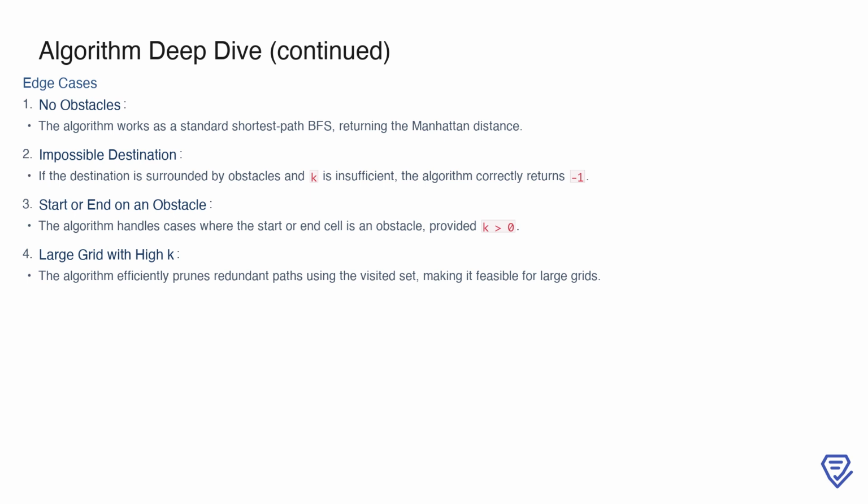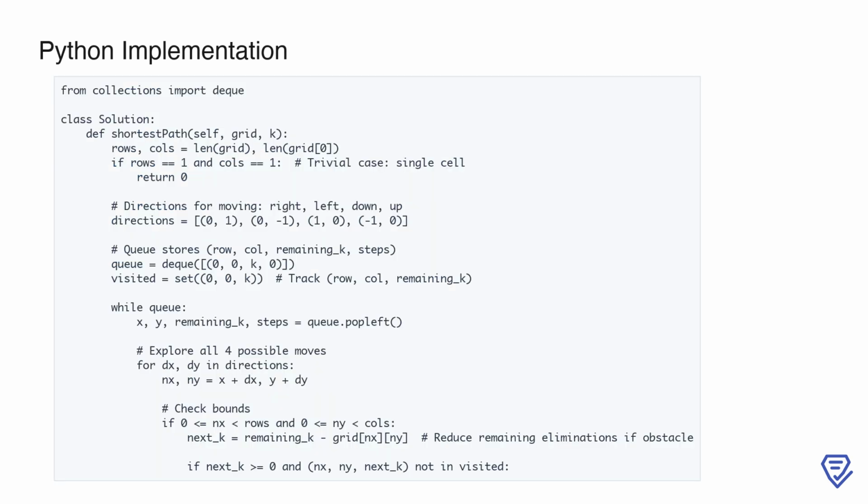Here, we start by importing the deque from the collections module, as it will help us implement the breadth-first search. In the solution class, the method shortestPath takes in the grid and the maximum number of obstacles we can eliminate, represented by k. First, we determine the grid's dimensions, and if it's just a single cell, we return 0 because no movement is needed. Next, we define the 4 possible movement directions: right, left, down, and up. These directions are represented as tuples of row and column changes.